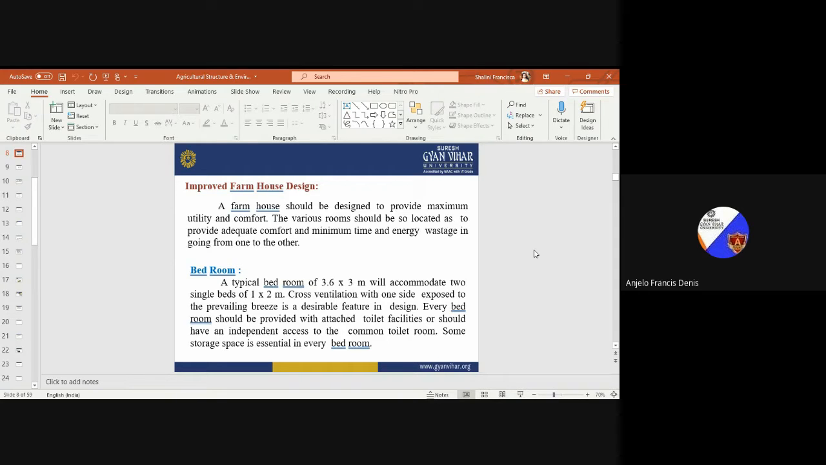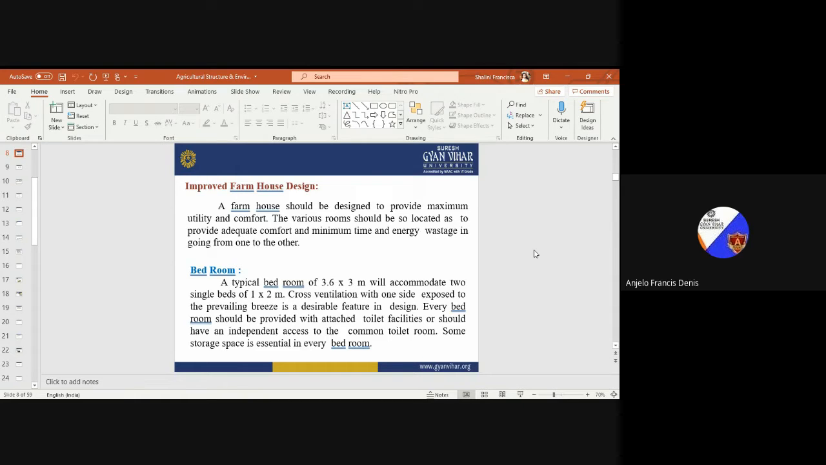So why is it required? Because a farmhouse is not only used for cultivation of crops, but very often it is used for relaxing, enjoyment, family gatherings, etc. That's why we talk about improved farmhouse design.